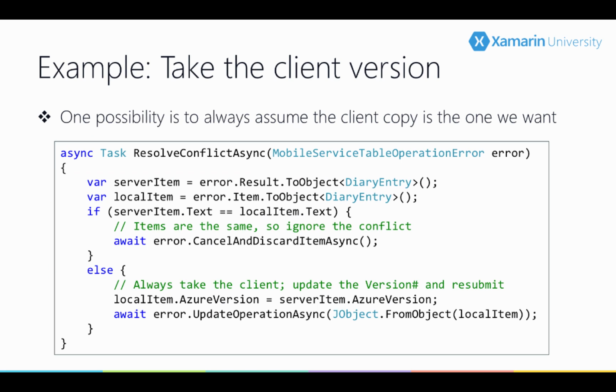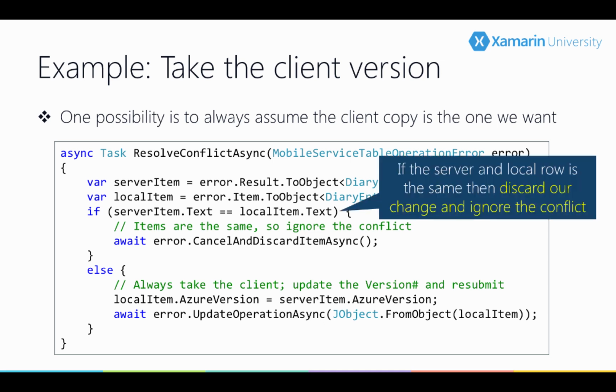In this example, we assume that we always want the latest client version to be used. Let's have a look at how it works. First, we take the server and local item and compare the custom fields, ignoring the version and update data information. If they're the same, logically not the same reference, then we can ignore this conflict, and the other client made the same change, so we can call the cancel and discard item async. In this example, we're comparing the text property, but you'd probably have a more rigorous check for equality.